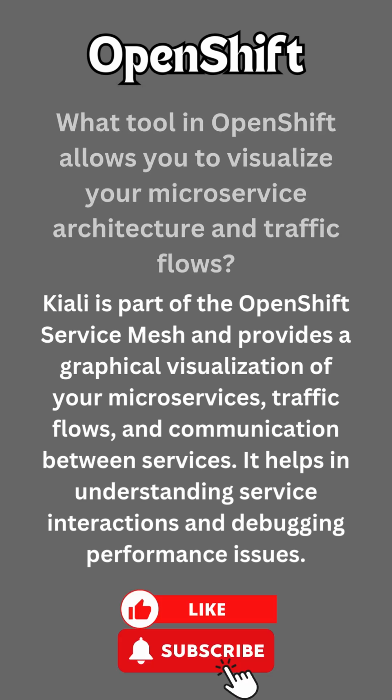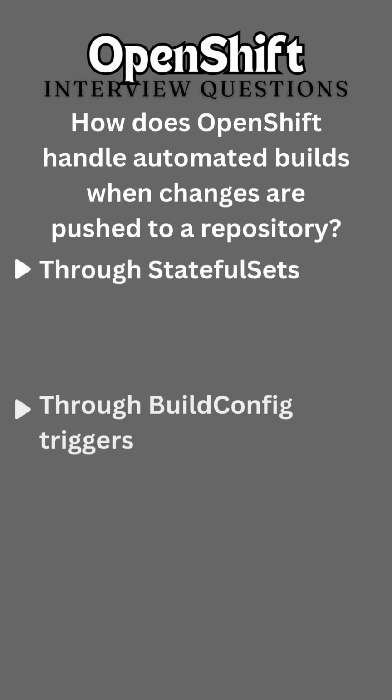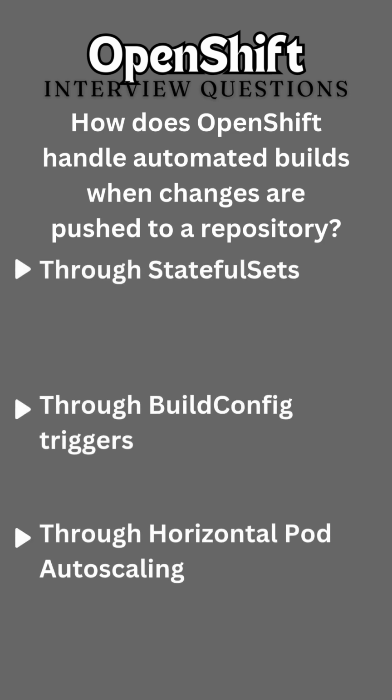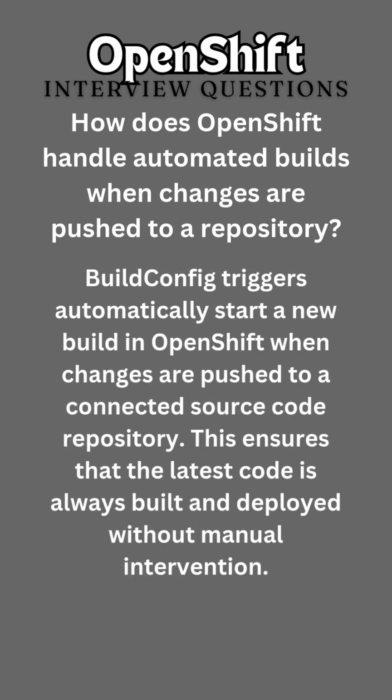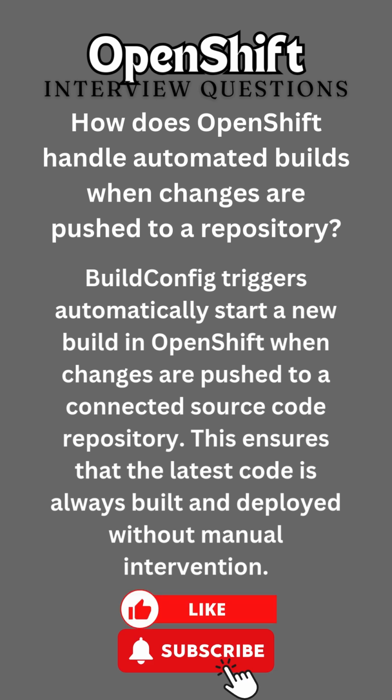between services. How does OpenShift handle automated builds when changes are pushed to a repository? Build config triggers automatically start a new build in OpenShift when changes are pushed to a connected source code repository. This ensures that the latest code is always built and deployed without manual intervention.